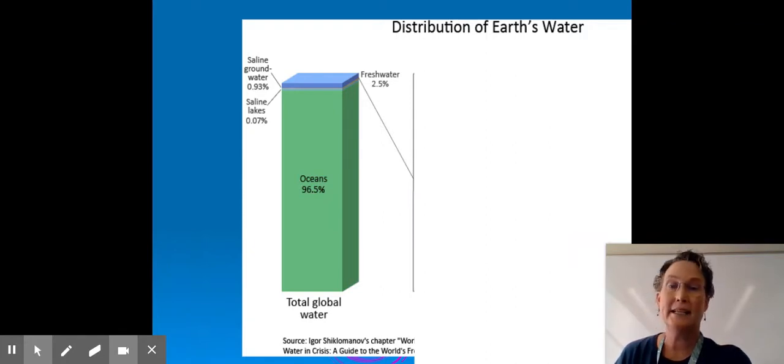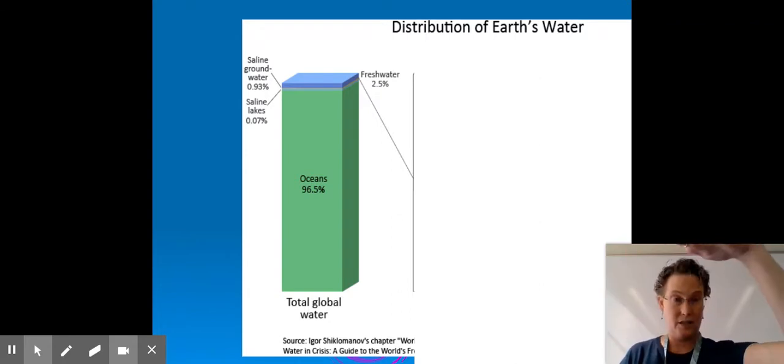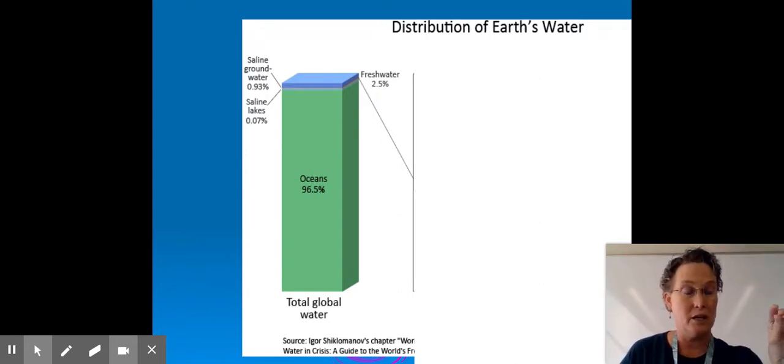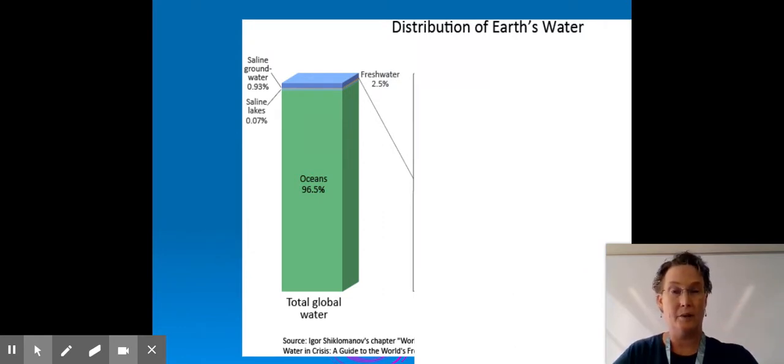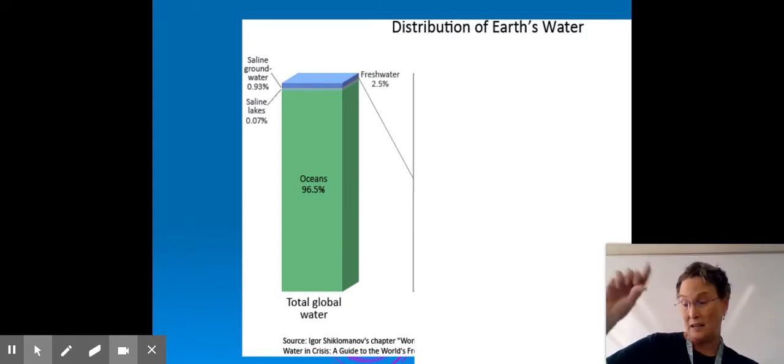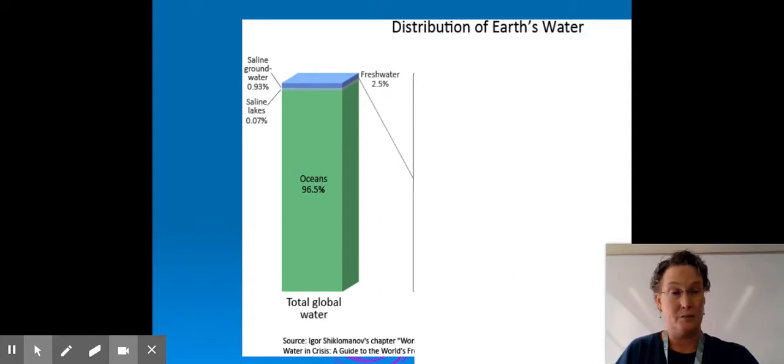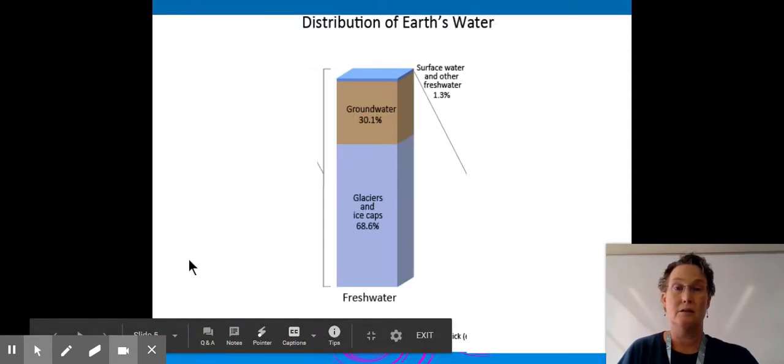Then there are three little lines there. One is saline lakes that have salt. Then there's also saline groundwater, so you need to write that in and say the percentage, 0.93%. Then at the very top of the column, that tiny little part, is the fresh water, and that's only 2.5%. You can draw that in and write it in your notes. Then I'm going to move on to taking that little 2.5% and blowing it up into the second column. Please pause if you need to.